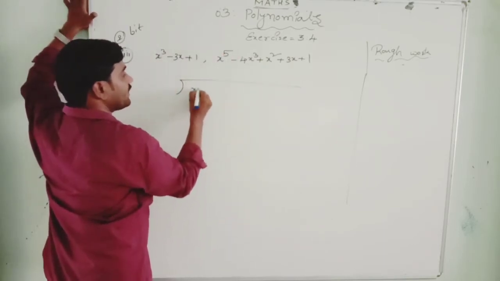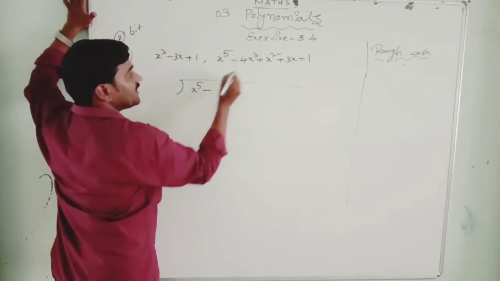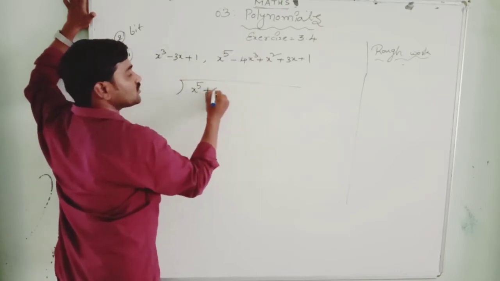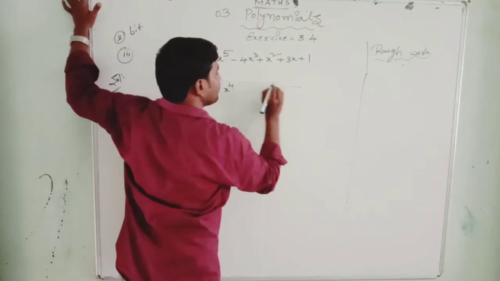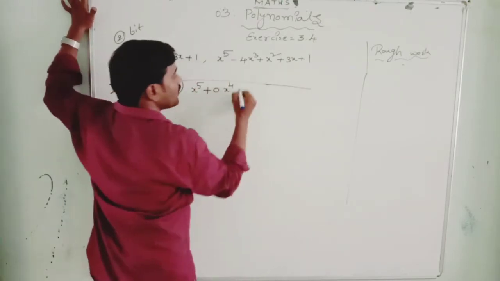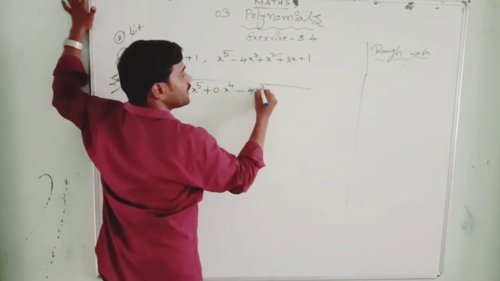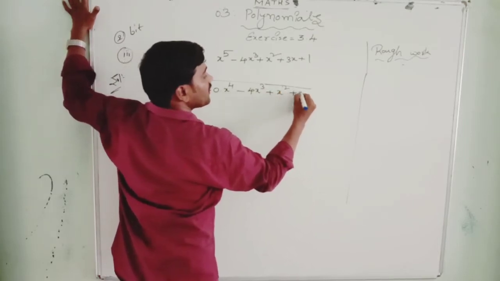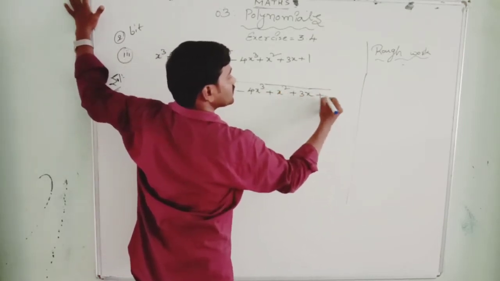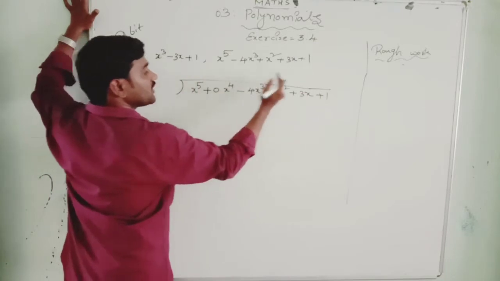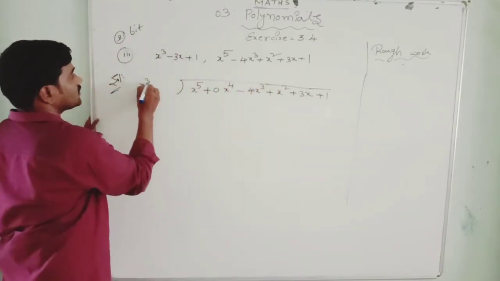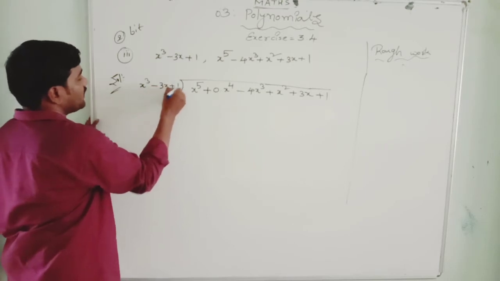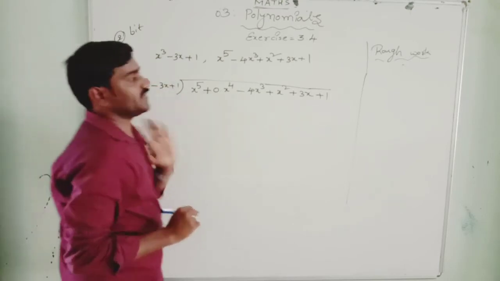x to the power of 5, minus x to the power of 4 should come. There is no x to the power of 4, so we write 0 into x to the power of 4 and we continue the same again. Minus 4x to the power of 3 plus x square plus x term plus 1. 5, 4, 3, 2, 1. This should be there like that. Then you write here x cube minus 3x plus 1. Here the order is not required, only this is required.